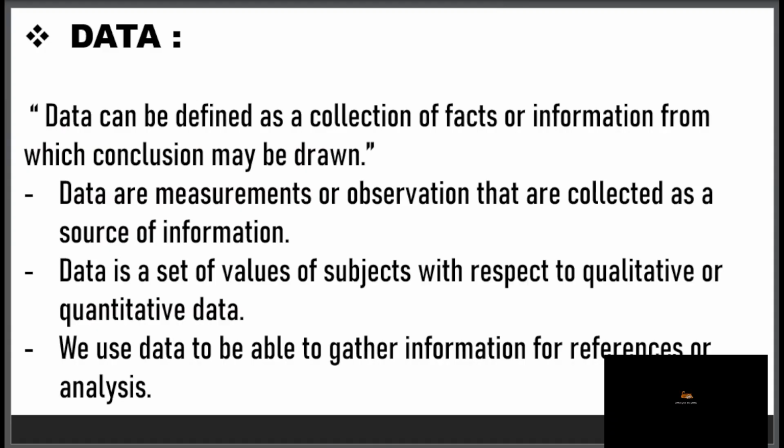The next is data. Data can be defined as a collection of facts or information from which conclusions may be drawn. Data means what? For example, data is the sample. Data are measurements or observations that are collected as a source of information, where we collect this data for our research also. Data is a set of values of subjects with respect to qualitative or quantitative data. We use data to gather information for reference or analysis.